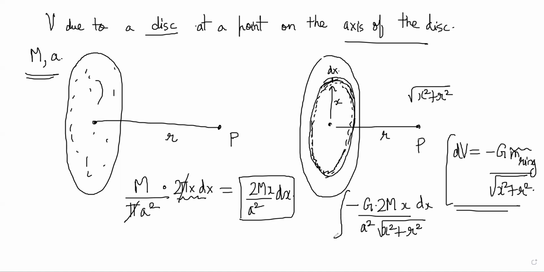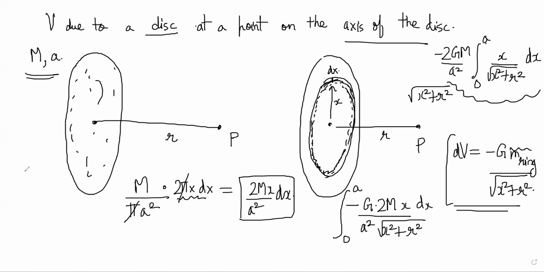This has to be integrated in such a way that x goes from 0 to a. So you will take minus 2GM by a squared outside, and you have to do the integration of x by root over x squared plus r squared, x goes from 0 to a, dx. How would you integrate this?